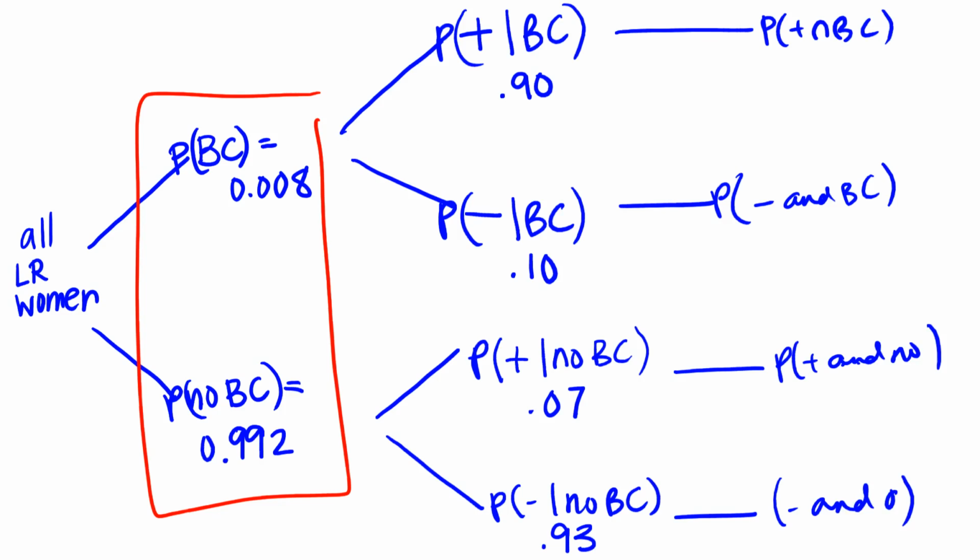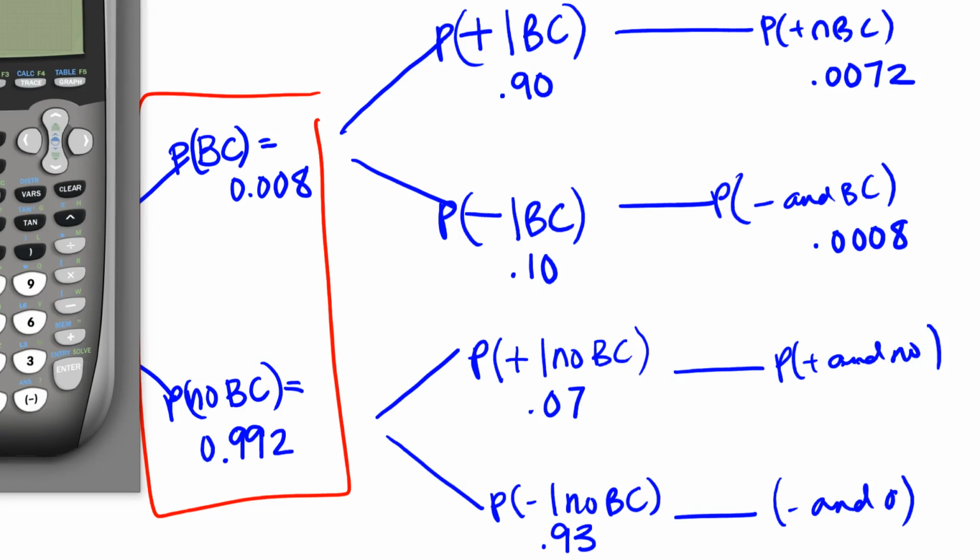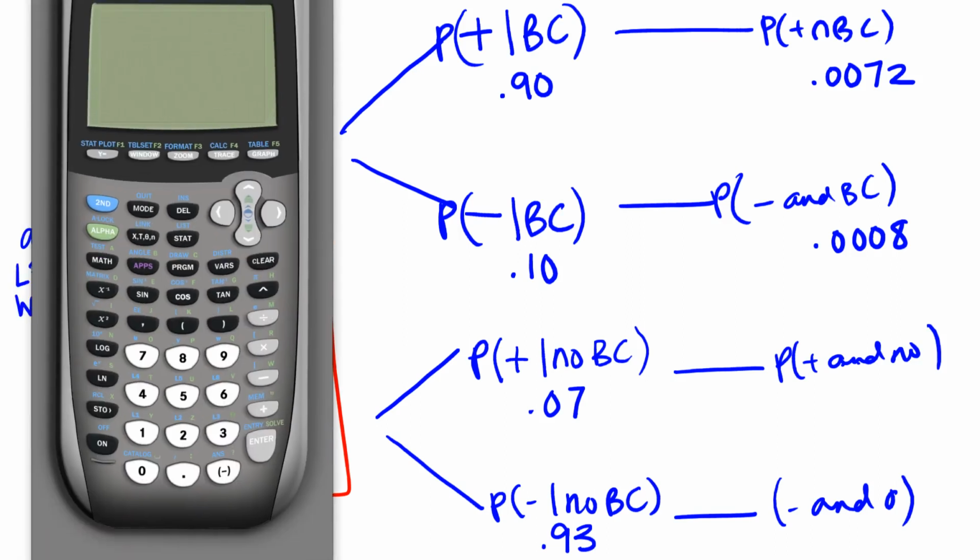So this probability is going to get super, super small. Looks like we're looking at 0.0072, which leaves us as 0.0008. I need a calculator. Fine. I will do this with a calculator.